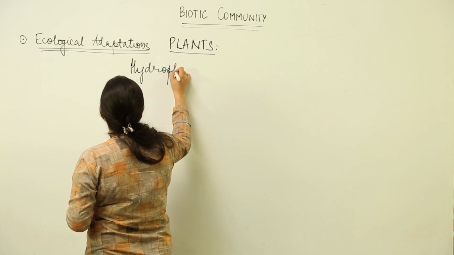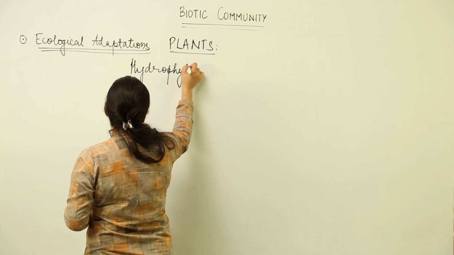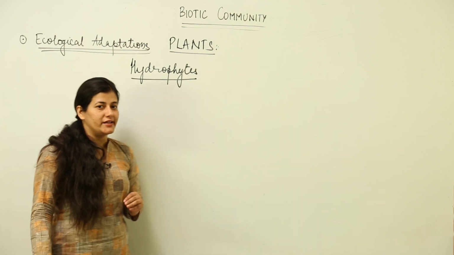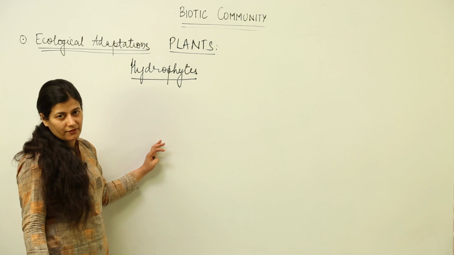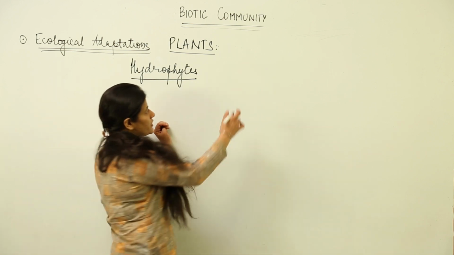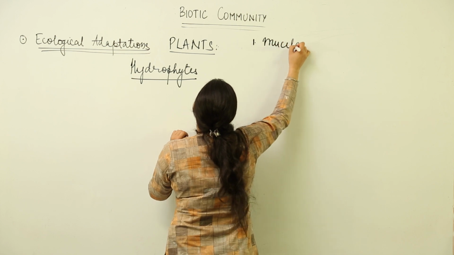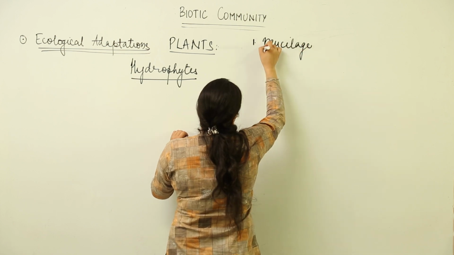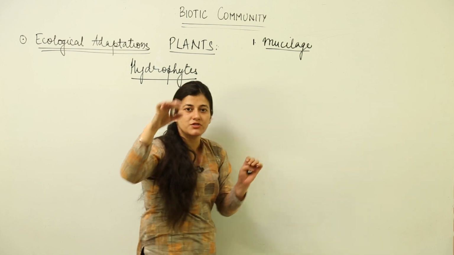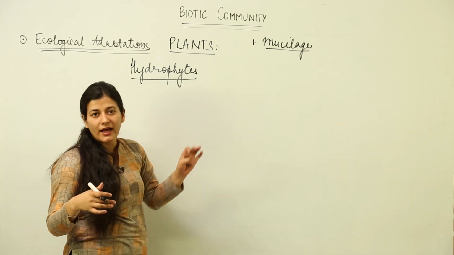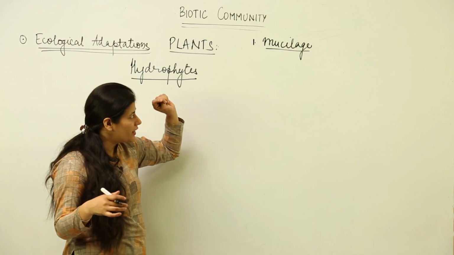Hydro refers to water, phytes refer to the plants. Now these hydrophytes, what adaptive features they are having, we are going to consider that. The first adaptive feature that they are having is that the presence of mucilage is seen on their parts. Now what is this mucilage meant for? It is meant for providing a protective covering against the epiphytes and other animals which are present in the water.